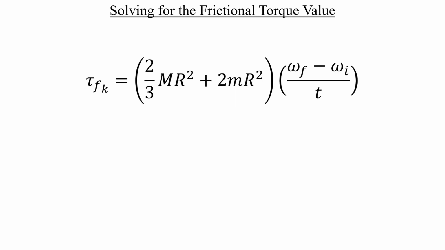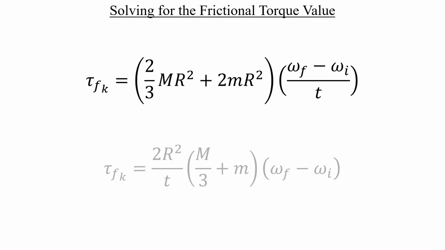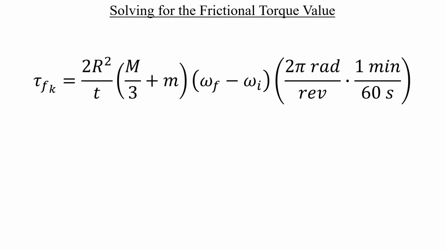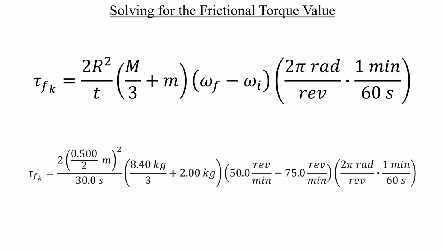From here, I'm going to factor out 2r squared from the first set of parentheses and the t from the second set, like this. Before we plug in our numbers and finish this up, we need to remember to convert the difference of our omegas from revolutions per minute to radians per second. And we can tack on some conversion factors at the end to handle that for us. Now it's ready. Here's that expression with all of the values inserted.